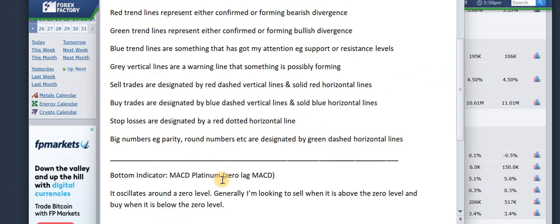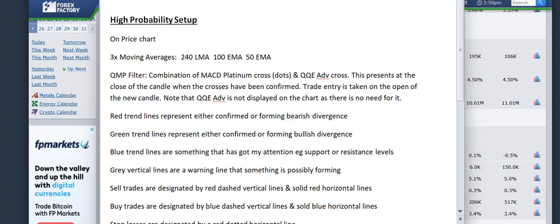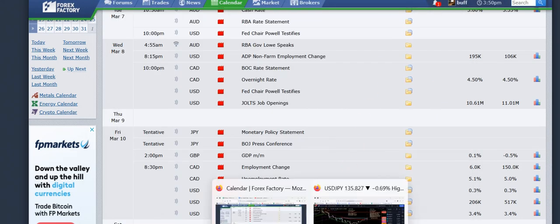The bottom indicator is the zero lag MACD, or MACD Platinum as I call it. Oscillates around the zero level. Generally, I'm looking to sell when it's above the zero level and buy when it's below the zero level. So you'll see that on the charts. So it's just a high probability setup. Now let's get onto the charts.